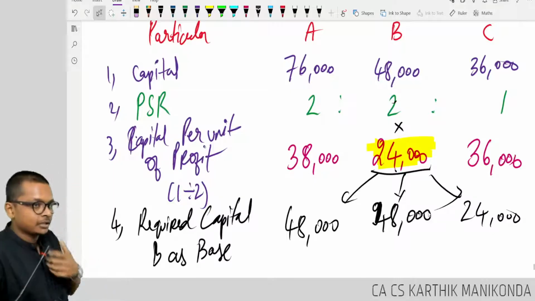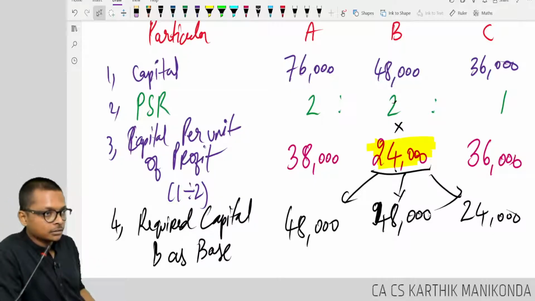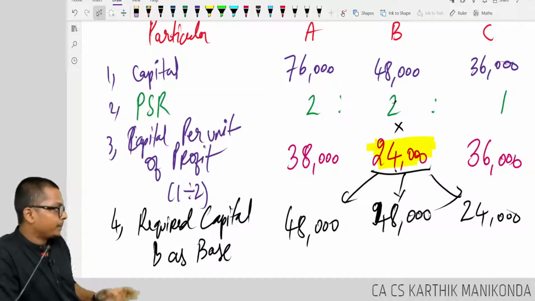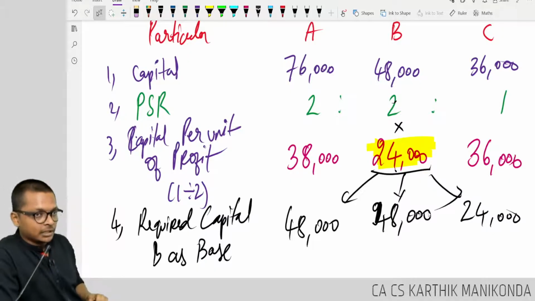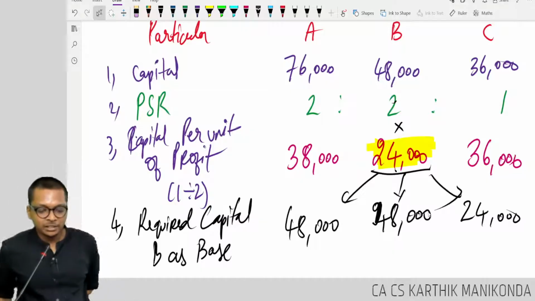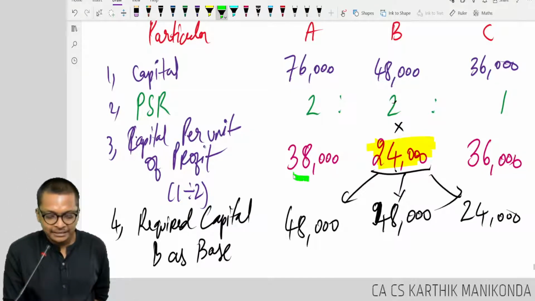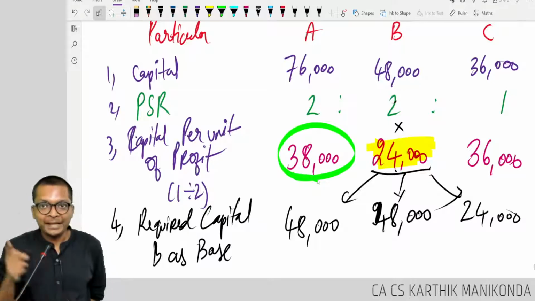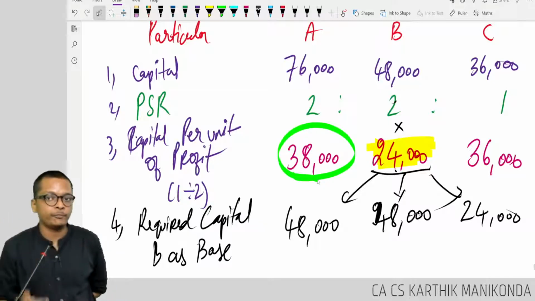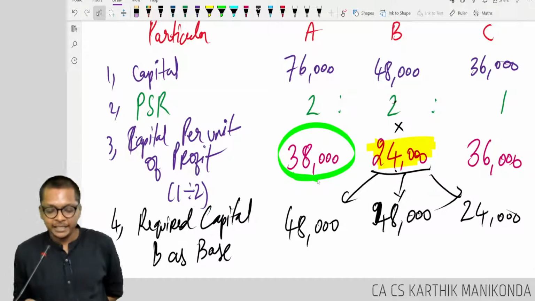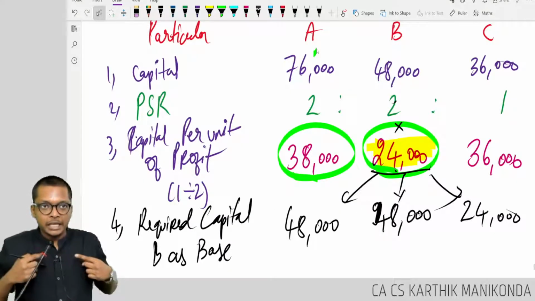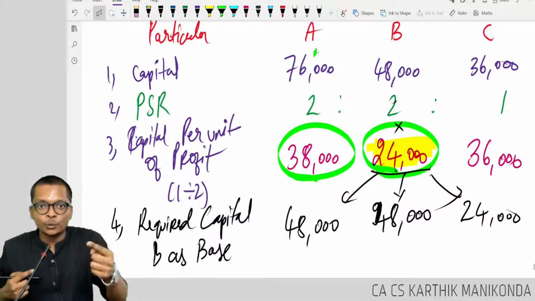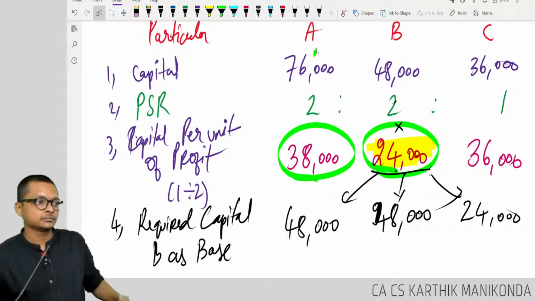Are you understanding this part? Sorry? Explain. Basically, A actually invested 76,000, which is not correct, because he invested 38,000 per unit of profit, per rupee of profit. When you look at B, he invested only 24,000. So A is saying, if I invested like you, how much would I have invested?